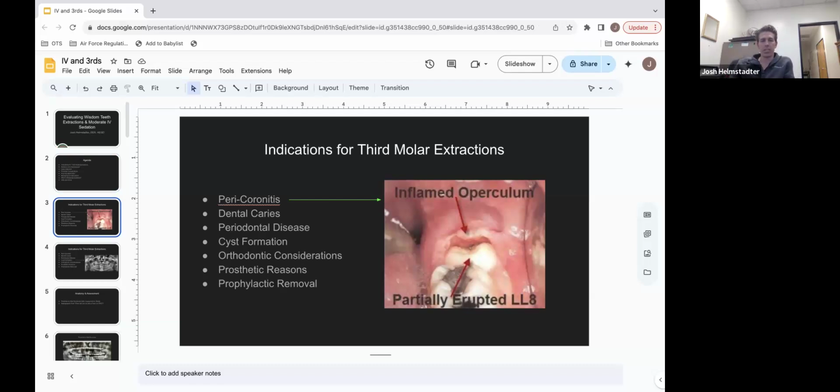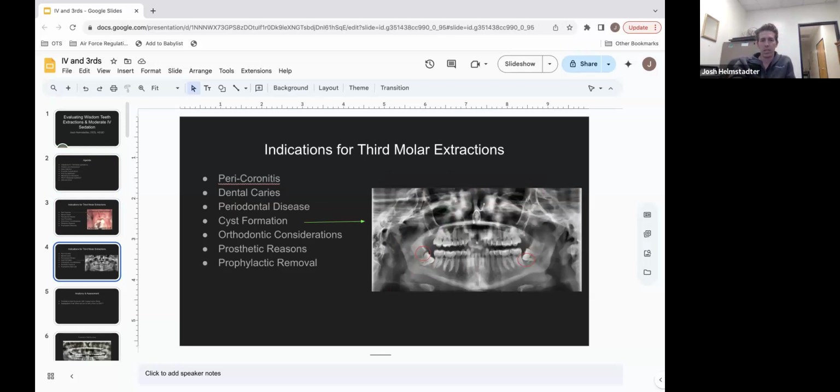So for third molar extractions, we're all pretty familiar with the indications: pericoronitis, caries, periodontal disease, cyst formation. It's knowing when or when not to take out an impacted molar and what some reasons are, and I'll go over that in a little bit. We all know when cysts are forming, like what's circled in red, those are indications to get it out. It's important to get those cysts out when you remove the tooth.